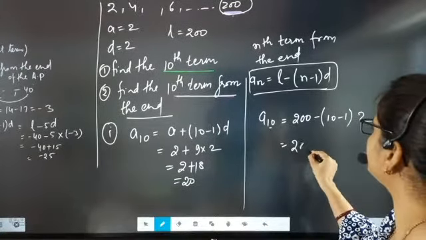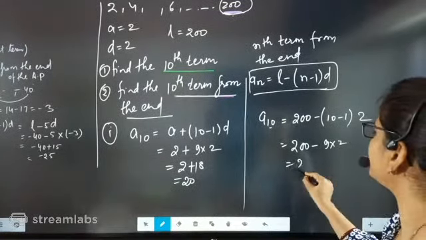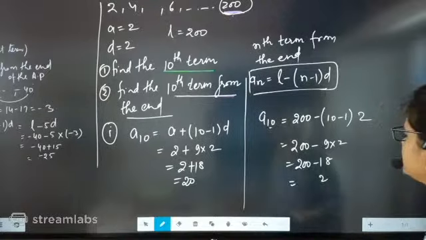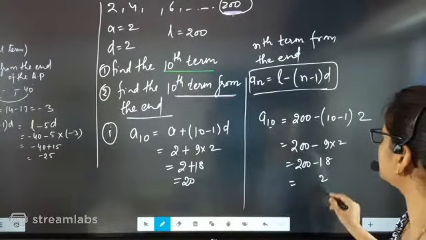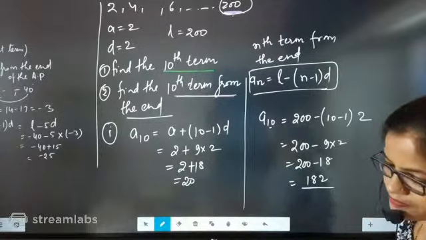So this one will become 200 minus 9 into 2. So 200 minus 18. Here 10 minus 8 is exactly 2, and 9 minus 1 is 8. So definitely here it comes to 182.